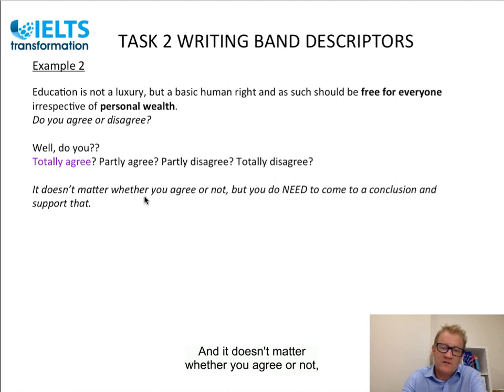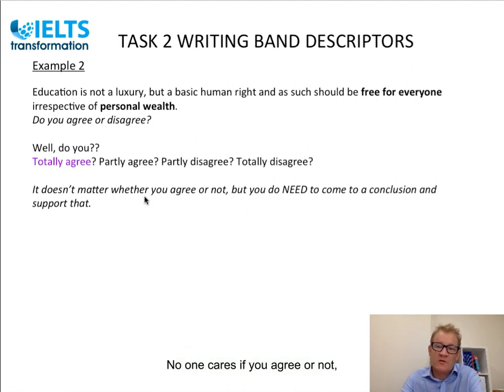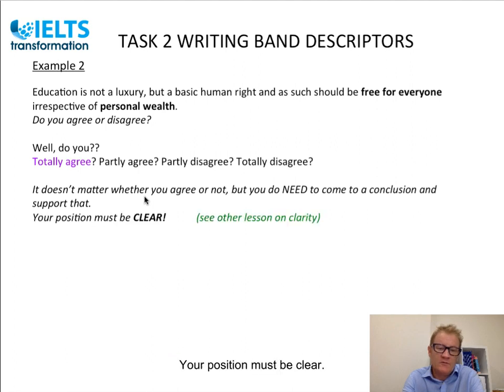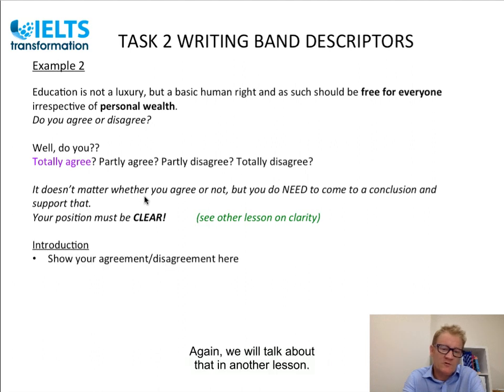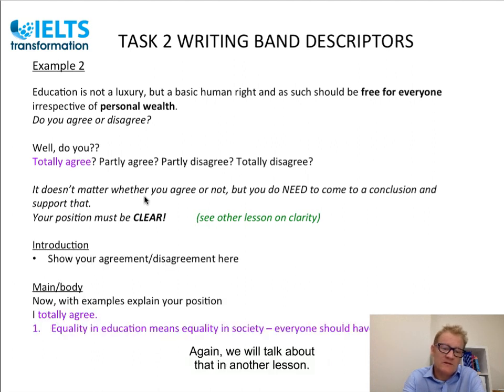It doesn't matter whether you agree or not, but you need to come to a conclusion. No one cares if you agree or not, but you need a conclusion. Your position must be clear. You must have a clear position. In other words, it's easy for the reader to understand what you think. Again, we will talk about that in another lesson.